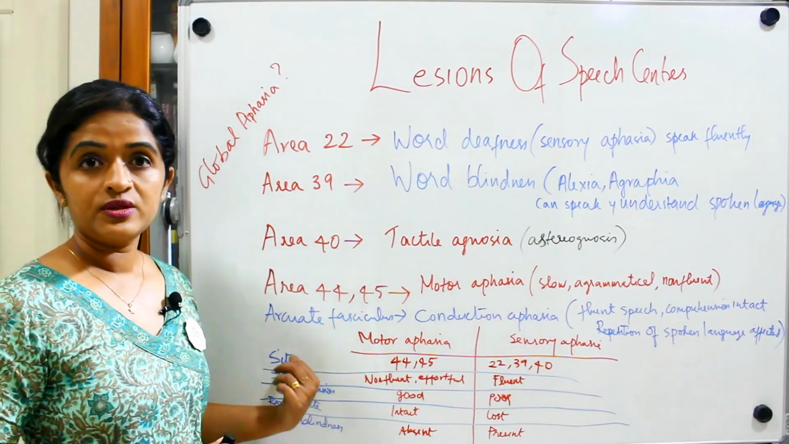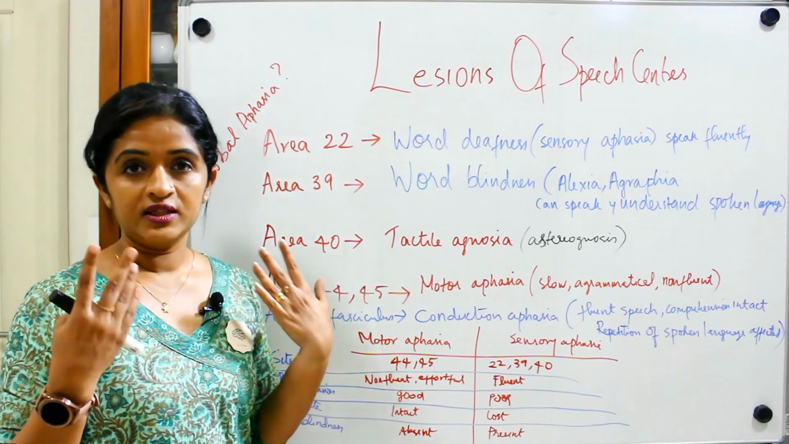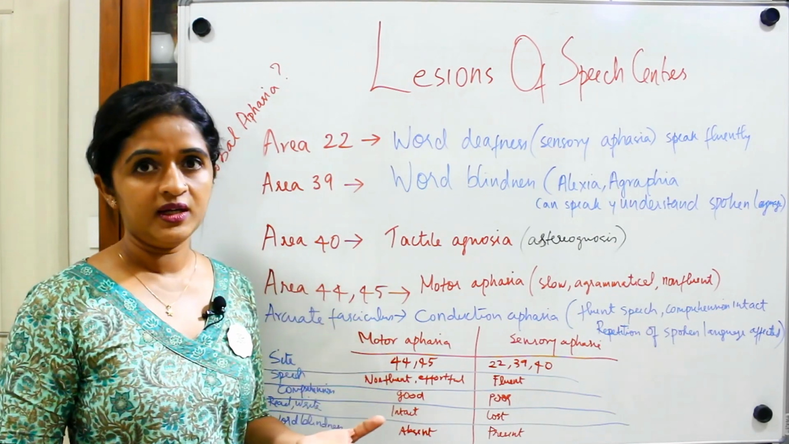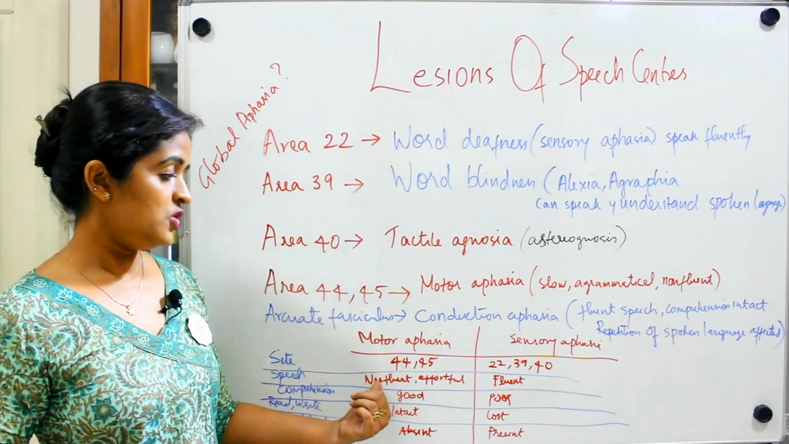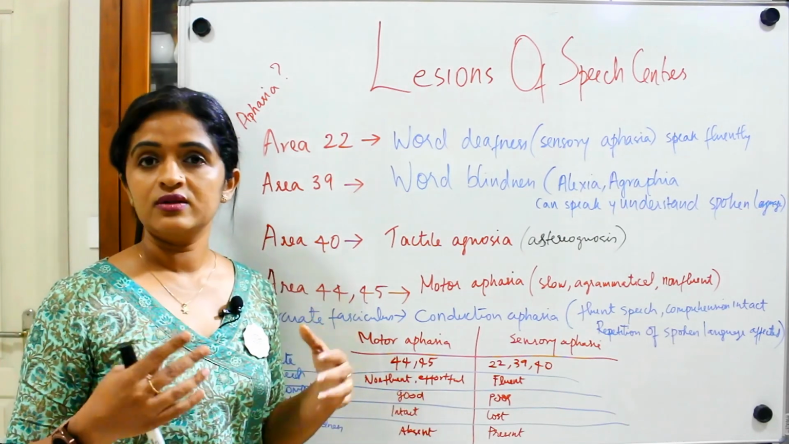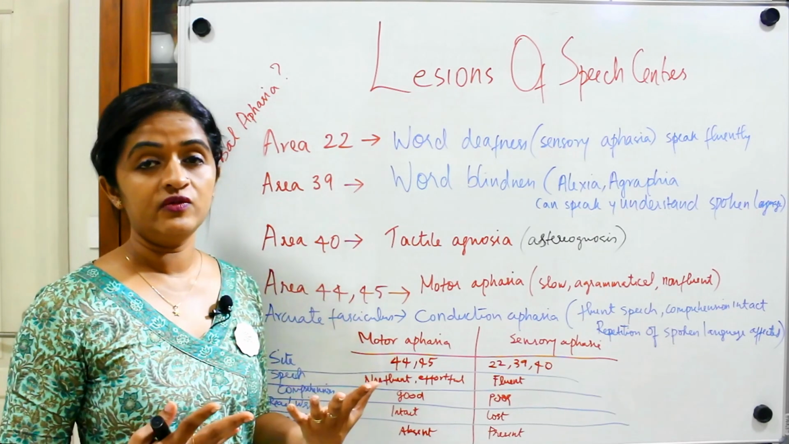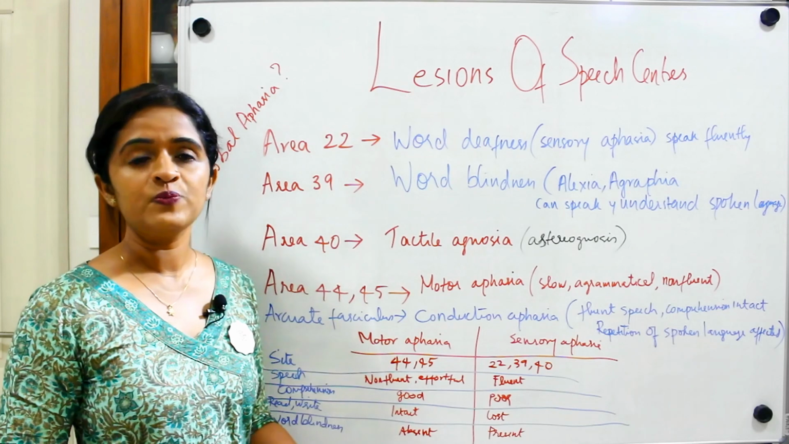Now what about the speech in motor aphasia? Motor aphasia means the patient won't be able to speak fluently. So the speech will be non-fluent and it will be effortful. Though the larynx, pharynx, everything is perfect, because of that lesion it will be effortful. The patient will put a lot of effort to speak.